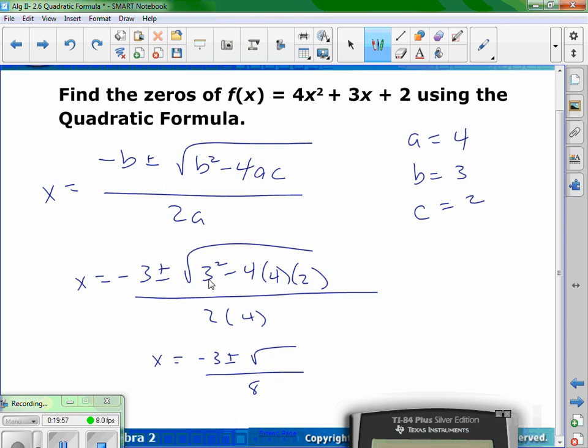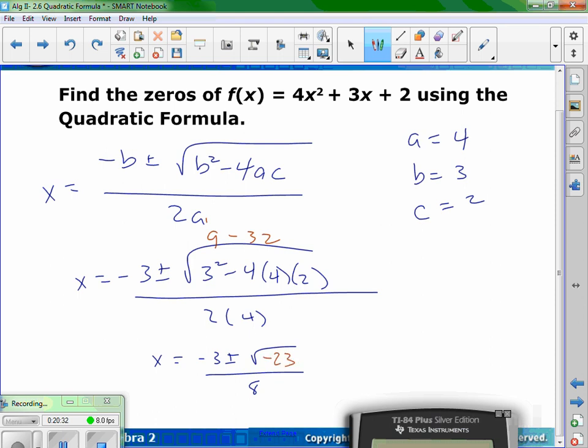What's 3 squared? 9. What's negative 4 times 4? Negative 16 times 2. Negative 32. Where I saw mistakes, magically that became positive. You only have one negative, so it's going to stay negative. Now, what's 9 minus 32? Negative 23.